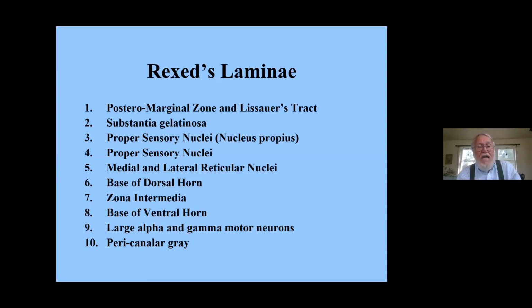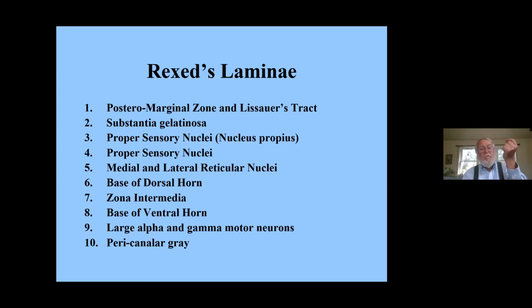Then now let's look at laminae 2 through 5. Lamina 2 is called the substantia gelatinosa. It looks gelatinous, okay? Lamina 3 is called the proper sensory nuclei. Lamina 4 is called the proper sensory nuclei, otherwise known as the nucleus proprius. And then lamina 5 is known as the medial and lateral reticular nuclei.